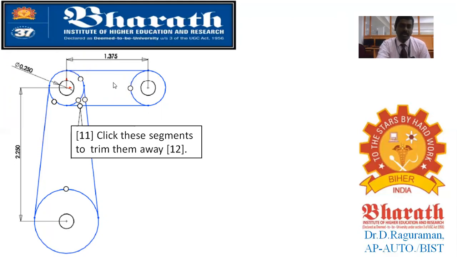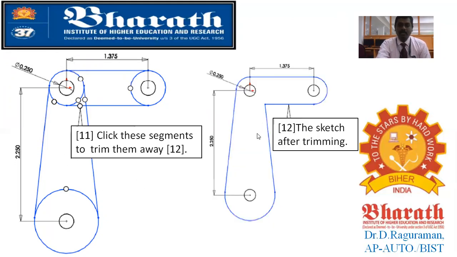Trim you have already learned in the AutoCAD command. Trim means you are deselecting the part. It is not like erasing. A single component is already there, and you will be cutting it and removing it. That is what trim is. So you click the segments that are not required, and you trim them out. Once you have trimmed them out, your sketch will look like this.